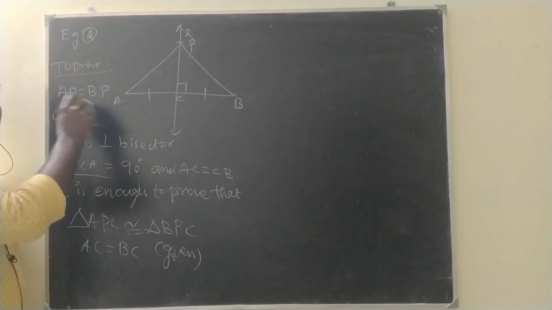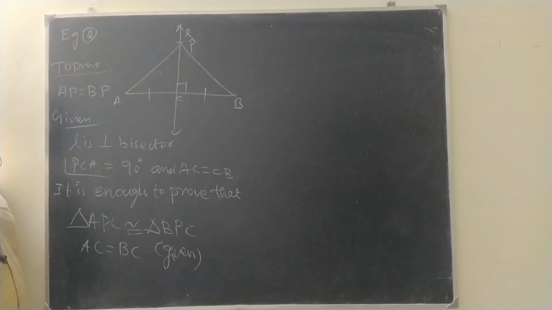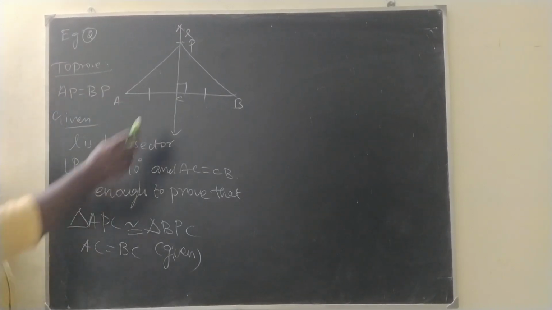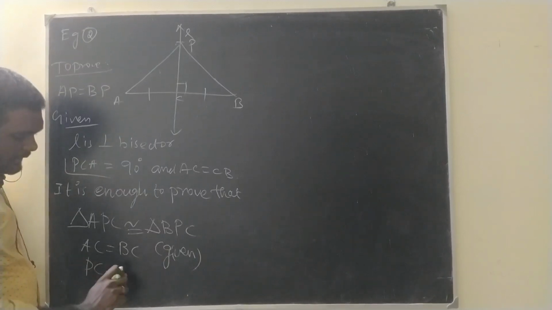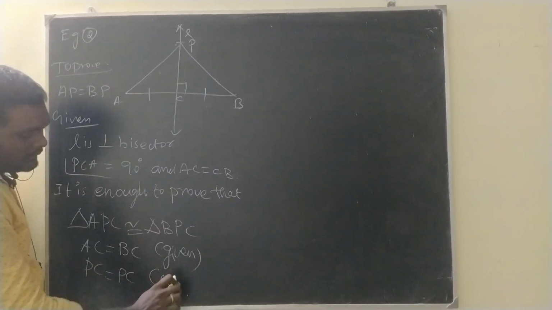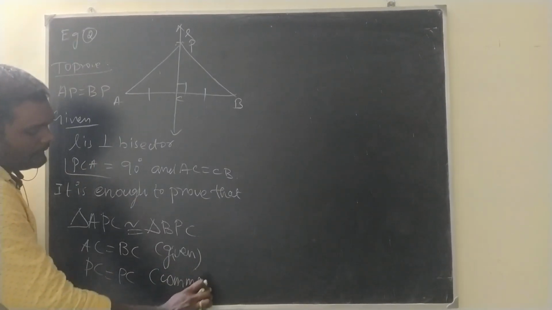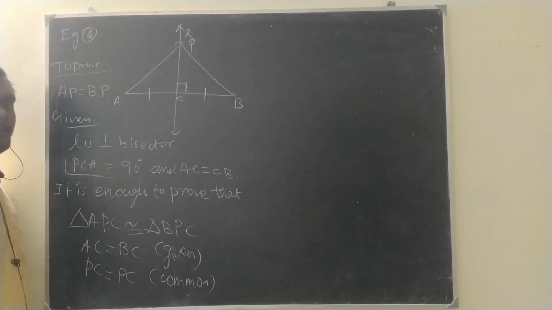So AC is equal to BC, and next, shall we say AP is equal to BP? No, that is what we need to prove. It is not given. Usually people will write that as well here. It should not be written. So instead, we may take this side PC. PC is equal to PC because that side is common to both triangles.